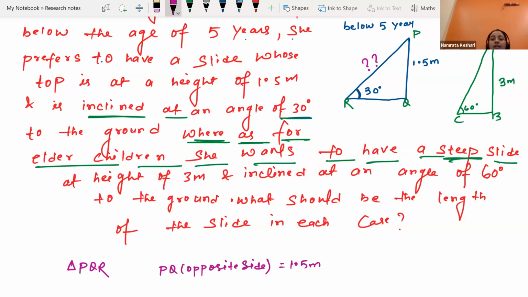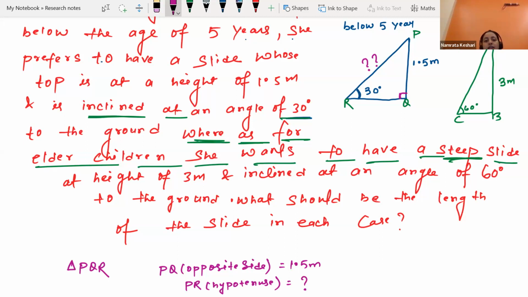And what do we have to find here? PR. We must understand PR is the hypotenuse over here. So PR, which is the hypotenuse, we have to find. Now accordingly we will use the trigonometric ratio. Yes or no? Yes, ma'am. What will be the trigonometric ratio?